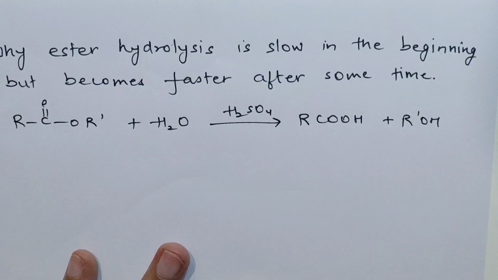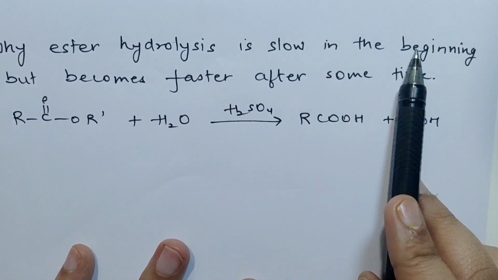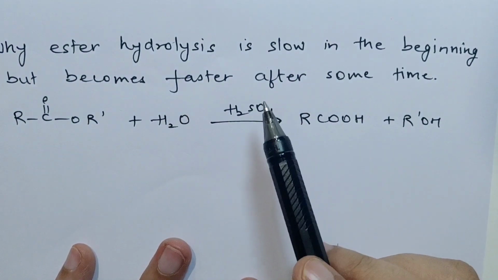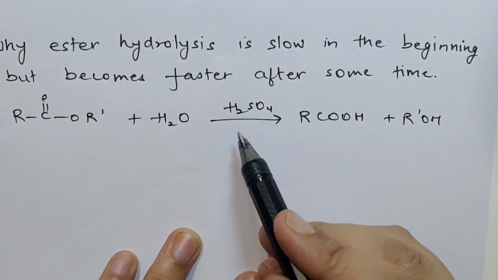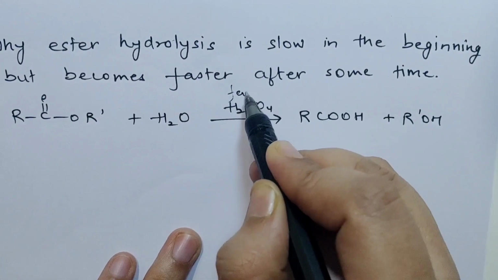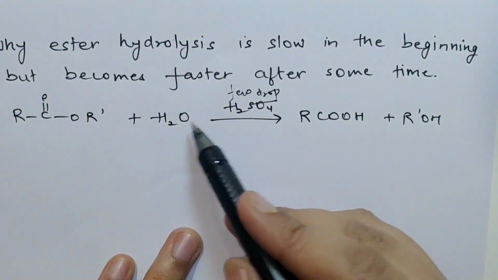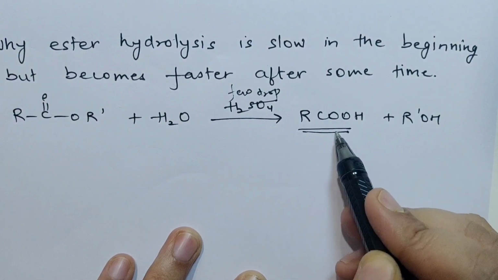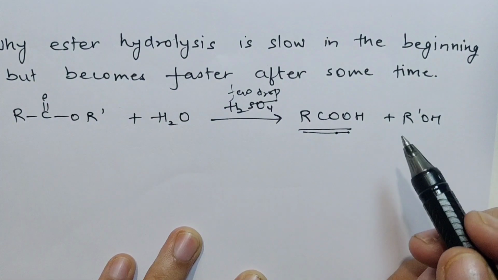Okay. Last question for the day. Why is ester hydrolysis slow in the beginning but becomes faster after some time? So this is your ester hydrolysis. In the beginning, we have to add a few drops of sulfuric acid. Okay, but as the reaction proceeds, it's generating its own acid. Now this acid will act as a catalyst and the reaction would become faster.